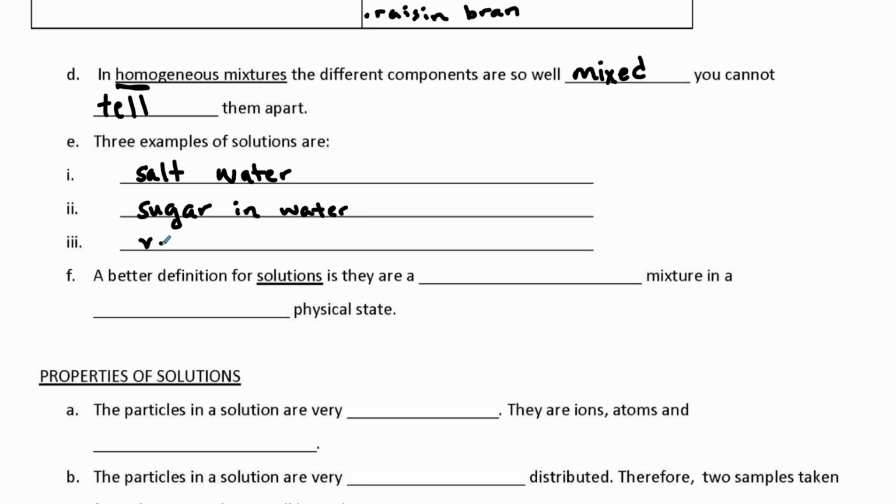Another solution, vinegar. You may not realize that vinegar is a solution, but it is actually acetic acid dissolved in water. Okay, so it's only made of 5% of acetic acid and the remaining percentage is just water. So again, vinegar looks uniform throughout. It's so well mixed you couldn't pick apart the acetic acid molecules from the water molecules.